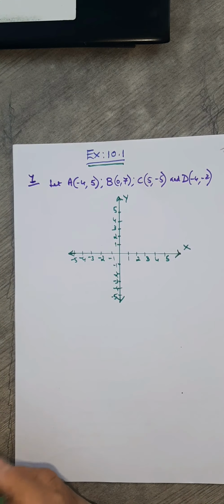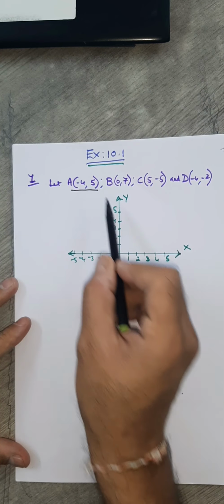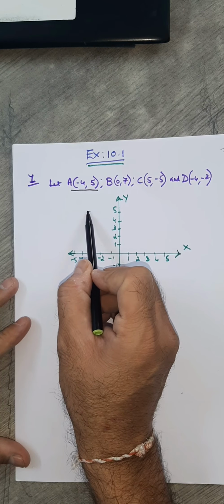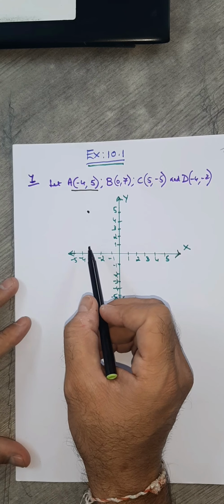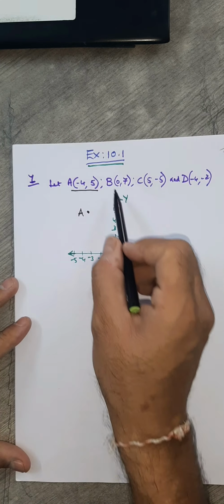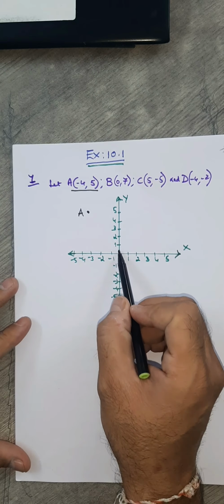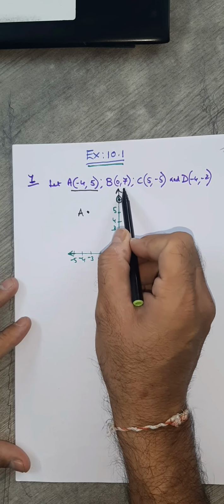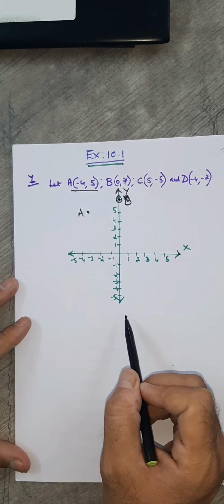Fine. Now we just plot these points. You know how to do this. For example, first point, -4 and 5. So -4 from here and 5 from here, y-axis. -4, 5. So this is point A. Okay. Then 0, 7. So x coordinate is 0, that means it's on y-axis. 7 is somewhere here. Okay, this is y-axis. 7 is somewhere here. So this is point B.